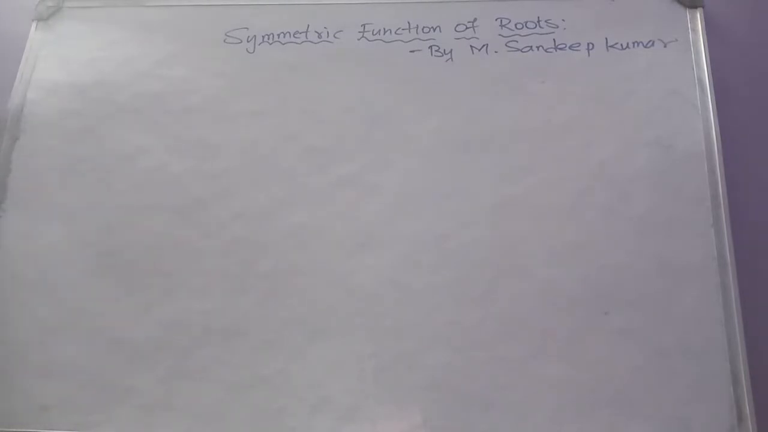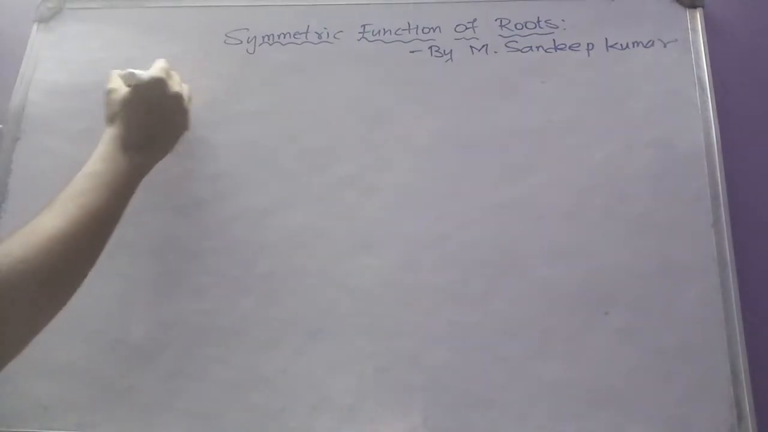We should have a very good idea of algebraic identities: a plus b whole square, a minus b whole square, a plus b into a minus b, a cube plus b cube, a cube minus b cube, a plus b whole cube, a minus b whole cube. These are very important for us. We are going to use those identities while solving these symmetric functions. First, let me find out what is alpha minus beta.